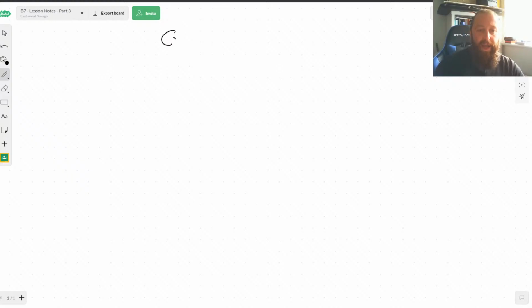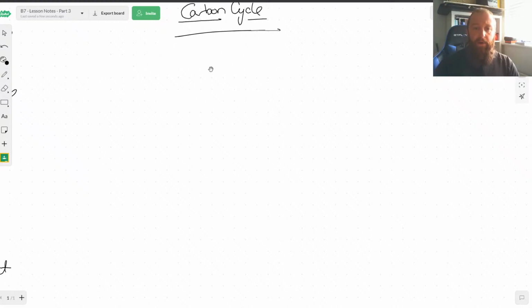So let's have a look at the carbon cycle. The carbon cycle is all to do with getting carbon out of the atmosphere and putting the carbon back in. Now, the diagrams we produce on this, there are lots of different diagrams. If you look online, I'll show you what I mean quickly.